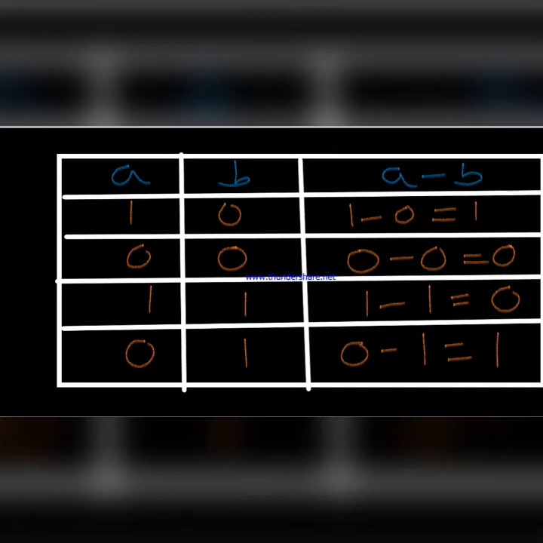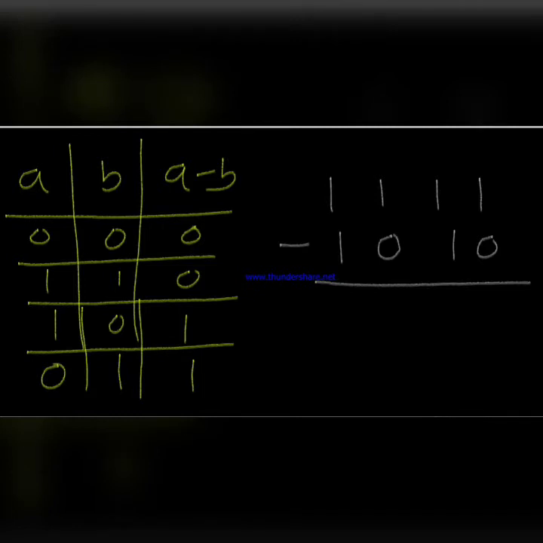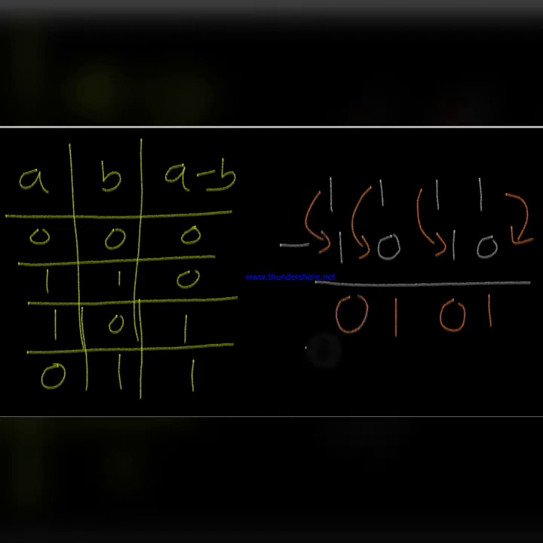So, let's take an example. You can always make the table as I do with each sum. So, follow the table. 1 minus 0 is 1. 1 minus 1 is 0. 1 minus 0 is 1. And 1 minus 1 is 0. So this is your answer. This is a very simple example. Let's move to a difficult one.